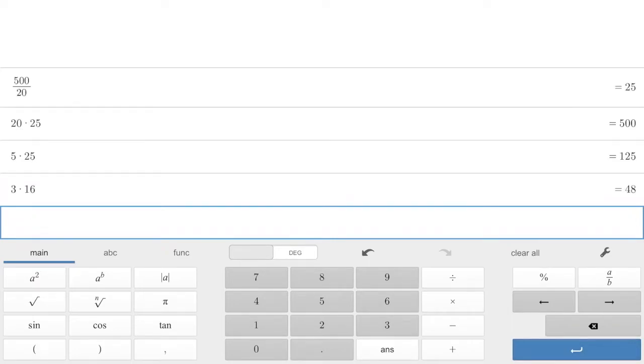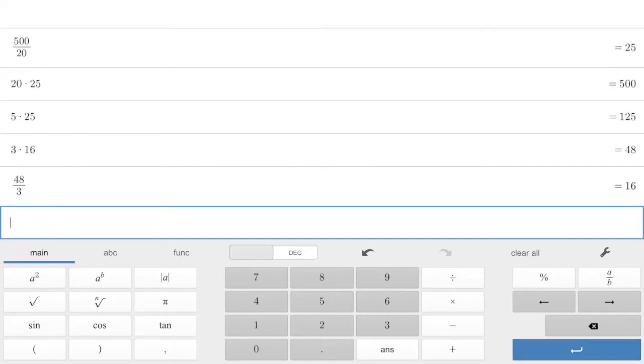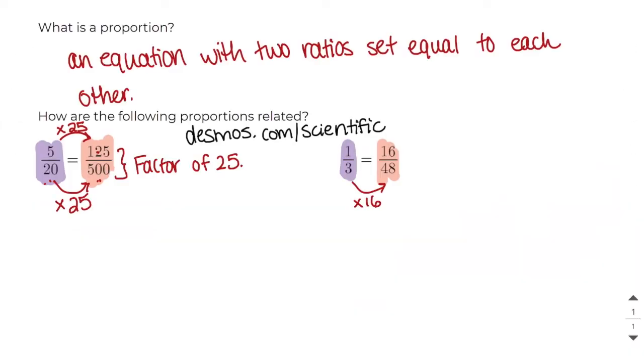But let's say I don't know that I have to multiply by 16. All you have to do is take the 48, divide that by 3, and you see that it has a factor of 16. Also, to go from 1 to 16, I also have to multiply by 16. So I know that we have a factor of 16. And it doesn't matter. I chose to compare the bottom number to the bottom number to figure out the factor. You can use the top number to the top number. Whatever is easiest for you, it's totally up to you.